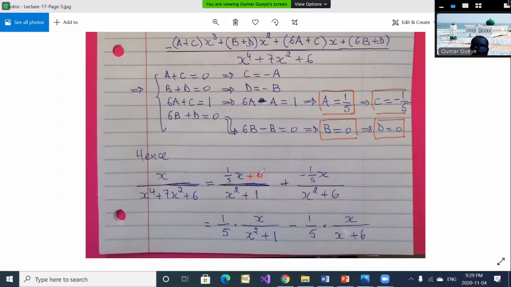Because this is your a, it was ax plus b. This is a and b is 0. And this is c, which is equal to negative 1 by 5 plus d, and d is 0. And this is what we got from the partial fractions decomposition. I just substitute again here. Okay. And this is equal to 1 by 5 times x over x squared plus 1, minus 1 by 5 times x over x squared plus 6.